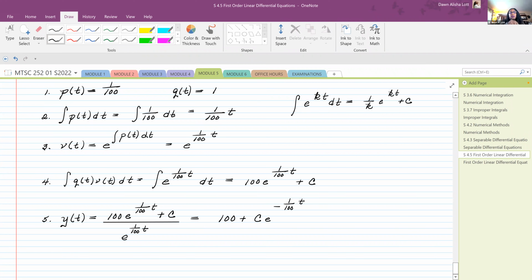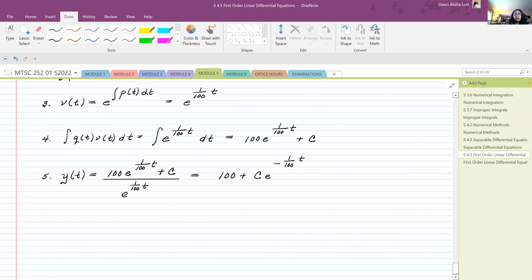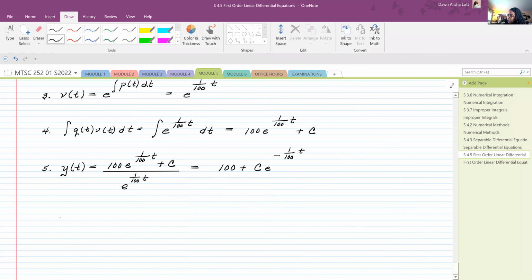Okay, any questions? So now, are we done? Solve for y. Okay, we have to figure out this constant. So we have y of t is equal to 100 plus c e to the negative 1/100 times t.